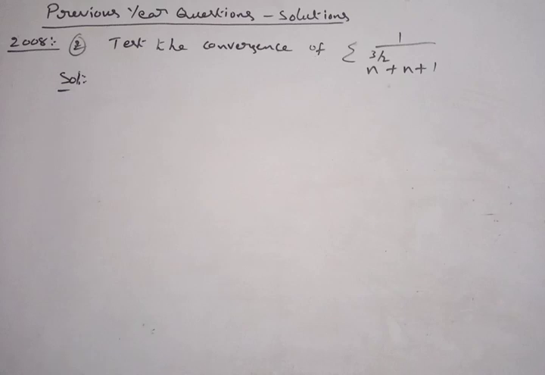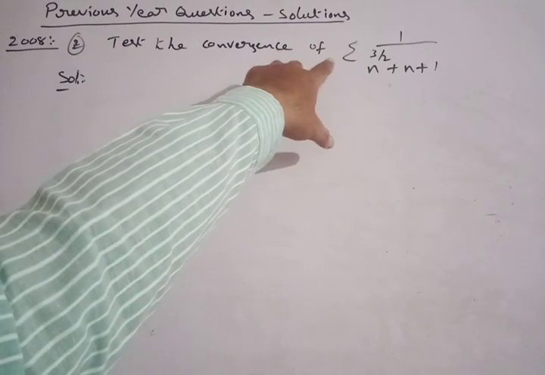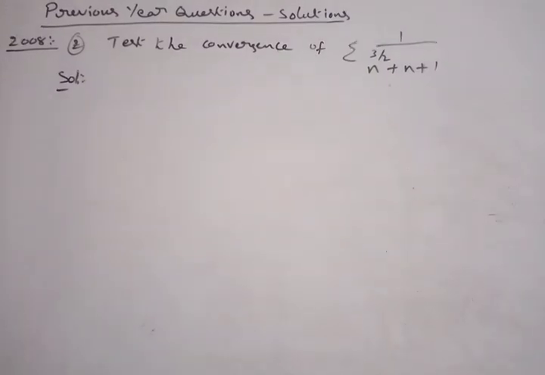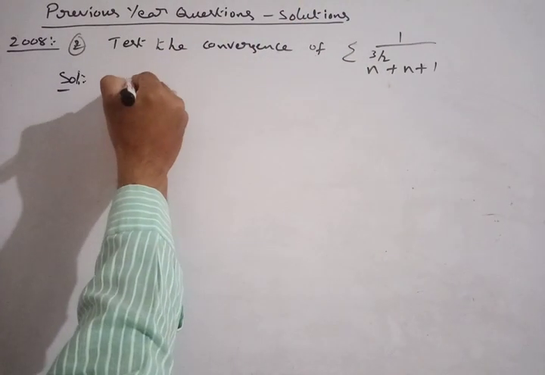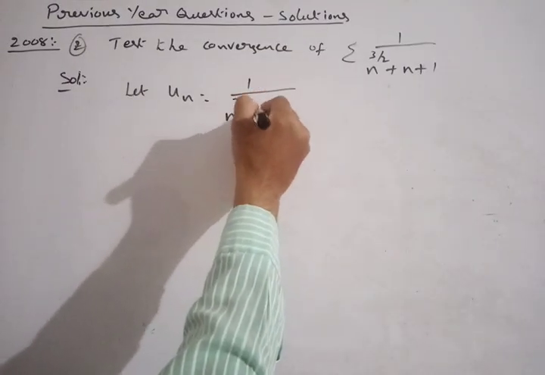See the next problem. This problem also is there in the 2008 question paper. Test the convergence of sigma 1 by n power 3 by 2 plus n plus 1. Right, so how to solve? Same. Let Un is equal to 1 by n power 3 by 2 plus n plus 1.